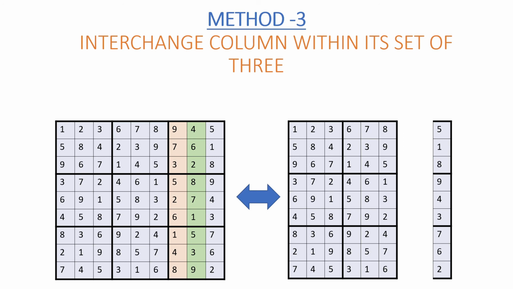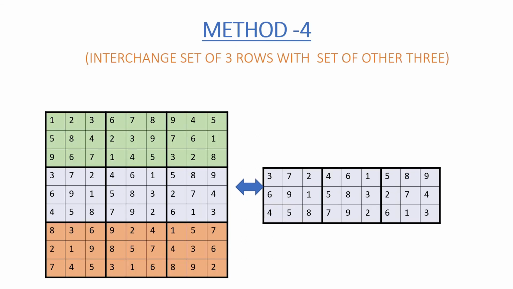Method 3. Interchange columns within sets of 3. This is the same method as method 2, but instead of rows, we are interchanging columns. Method 4. Interchange a set of 3 rows with another set of 3. In this, we are interchanging a whole set of 3 rows with another set of 3 rows.